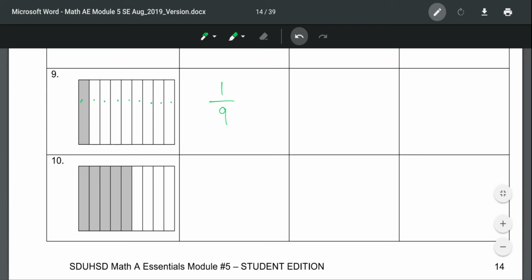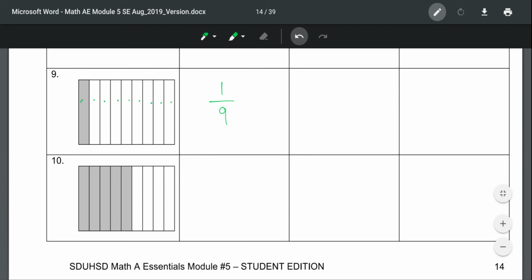This video is a continuation of lesson 5.1d. So we left off on problem number 9. You have a bar model with 9 total regions and only one out of the 9 parts are shaded in. So the fraction equivalent would be 1/9.